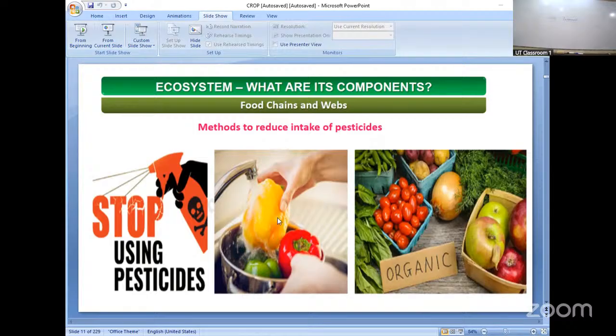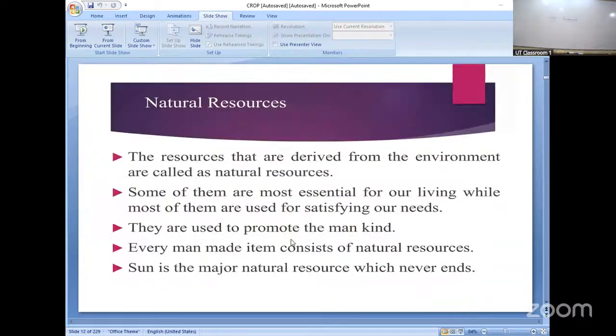So there should be a reduction in the intake of pesticides. Okay. So for that, instead of pesticides, herbicides should be used. Okay, organic foods should be taken, or vegetables and fruits should be properly cleaned. Now let us come to the natural resources.